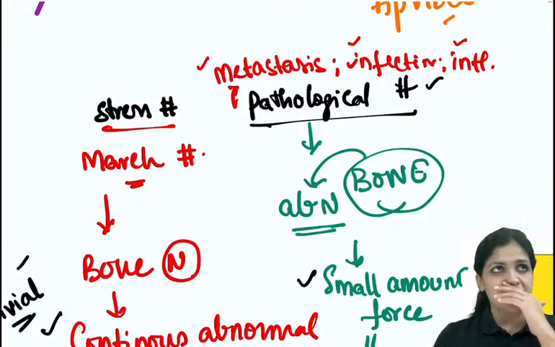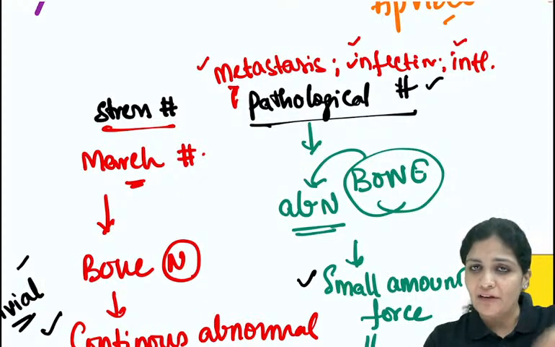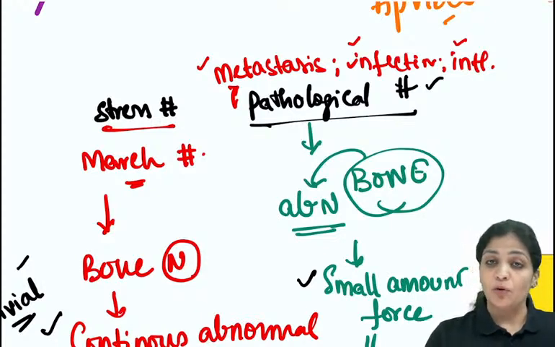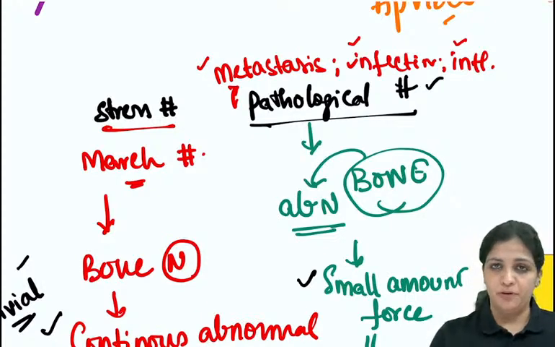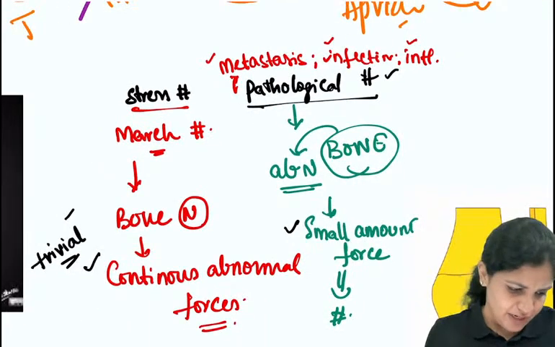Sometimes the patient will come to you with trivial trauma, just a small slip and fall, and it results in a great fracture. So you have to be very sure whether you are dealing with a normal bone or an abnormal one. That is the difference between stress fracture and pathological fracture.